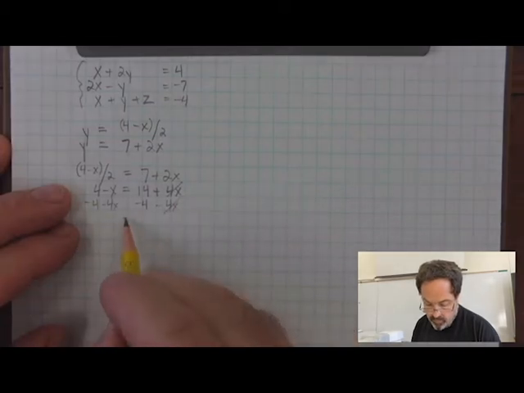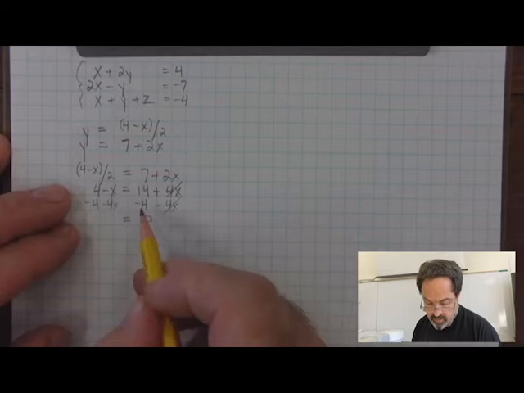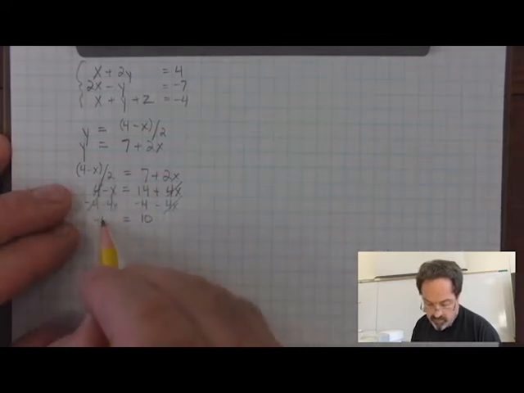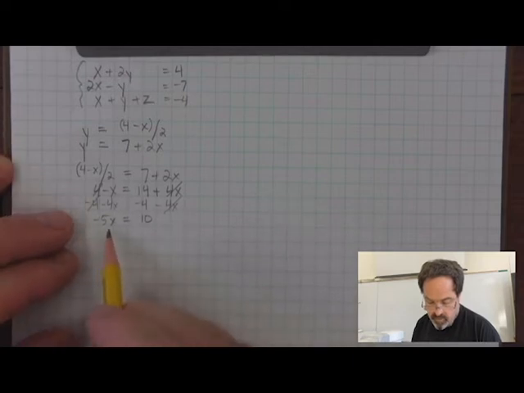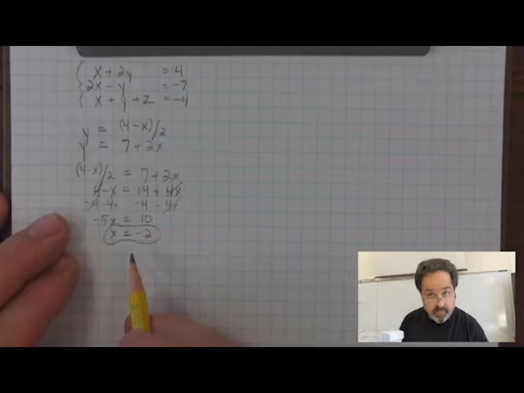When I do, on the right, I get 4 minus 4 is 10, and a negative x minus 4x is a negative 5x. In the next step, I can get x by itself by dividing by -5. When I do, I get x is equal to -2. I found the value for x.